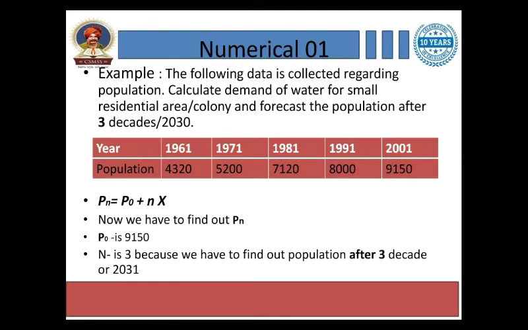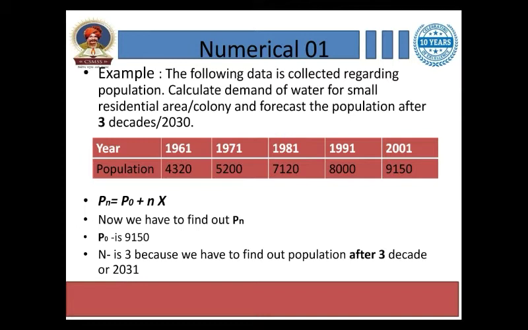The table is given there. In one column the years are mentioned, and in another column the population in that decade. So in 1961 the population of the colony was 4320. In 1971 it was 5200. In 1981 it was 7120. In 1991 it was 8000, and in 2001 it was 9150. So we have the formula Pn equals P0 plus Nx.